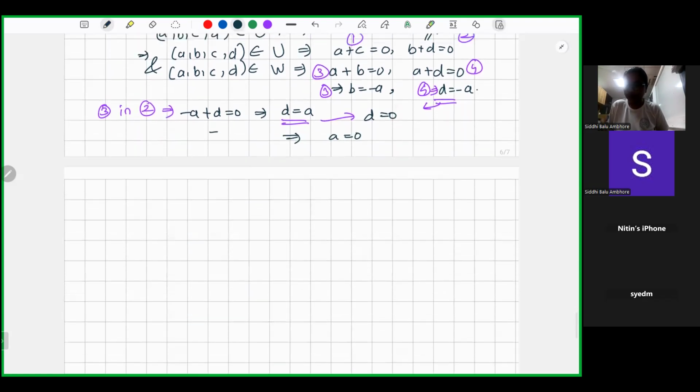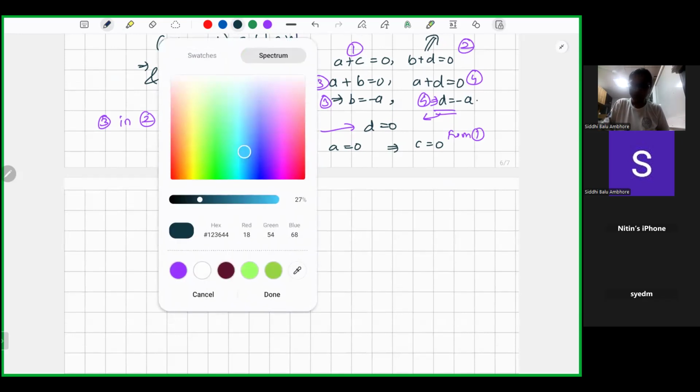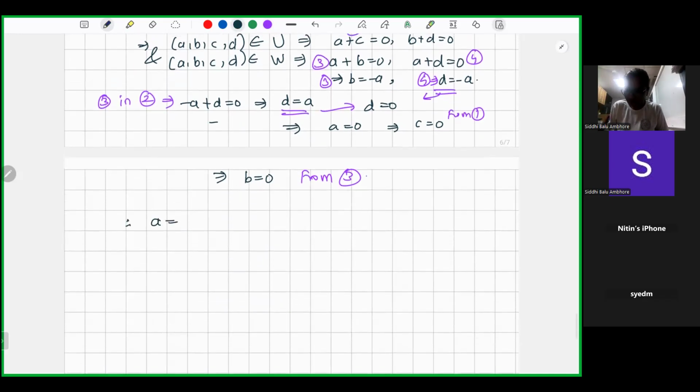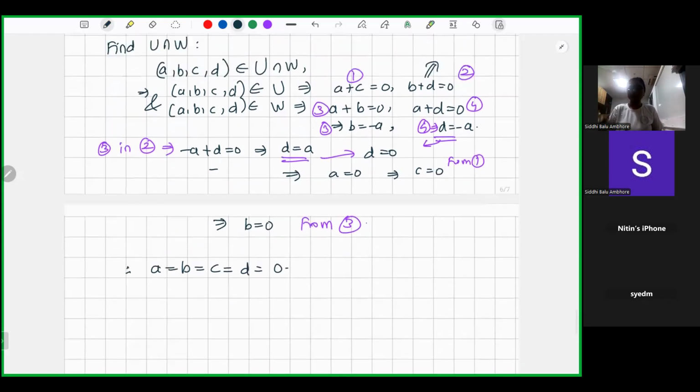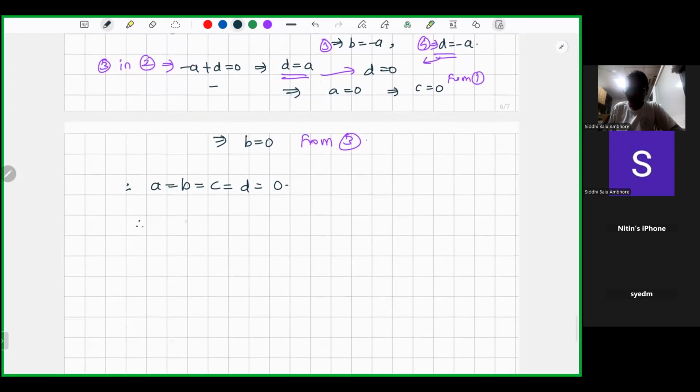And if A is 0, I get C is 0 from 1. This implies C is 0. And I also get that B is also 0 from 3. So A, B, C, D, all 4 are 0. So A is equal to B is equal to C is equal to D is equal to 0. This implies that the only possible vector which is in U intersection W is 0. Therefore, only this vector belongs to U intersection W.